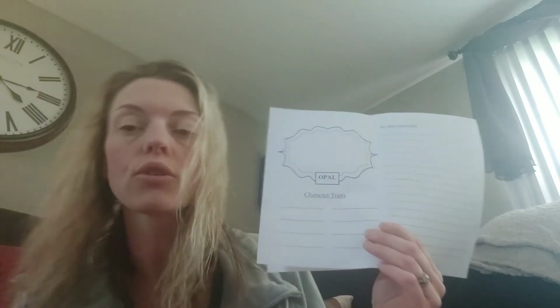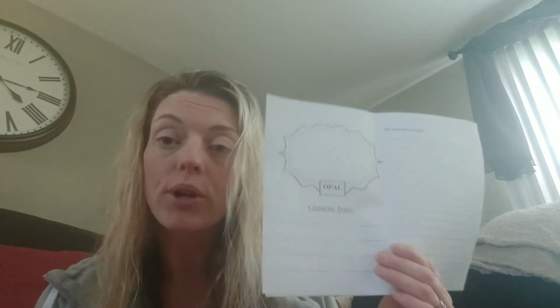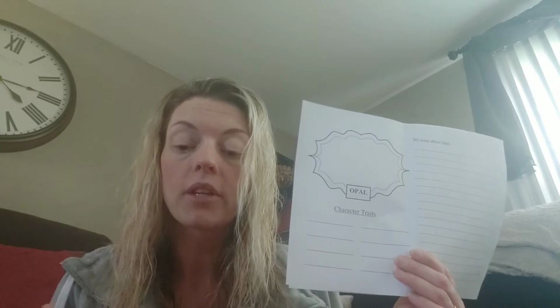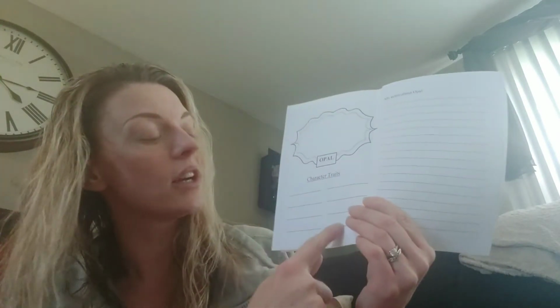kind-hearted. You're going to want to take a look at those character trait sheets that you'll see posted right in Google Classroom, and they'll give you ideas to describe the kind of person Opal was. Character traits, we've talked about this in class a lot, describe what kind of person they are, what kind of character they are. So you can list those here.